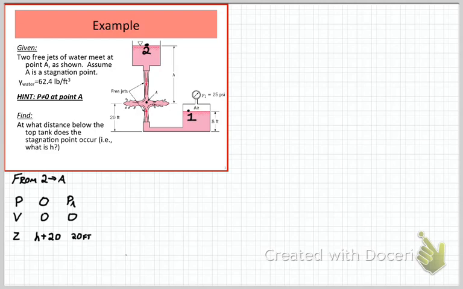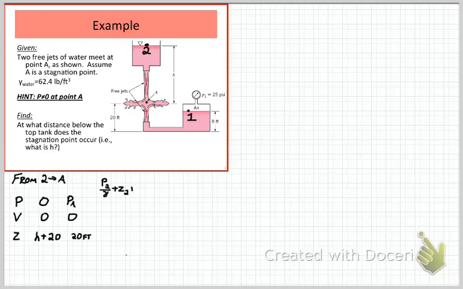Notice PA is unknown. In this case, we're not assuming the pressure is 0 because this is not a free jet in the atmosphere. These are two jets intersecting with one another, and so they're pushing against one another. Therefore, there is a pressure in between them, even though immediately outside of either nozzle you could make that free jet assumption. It's not valid at point A.